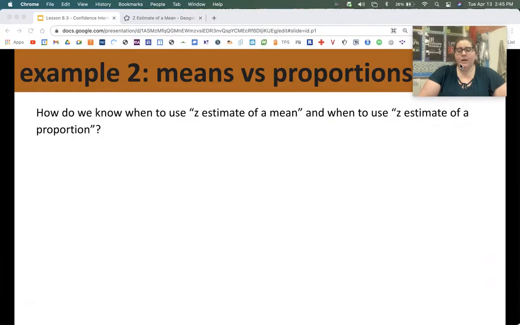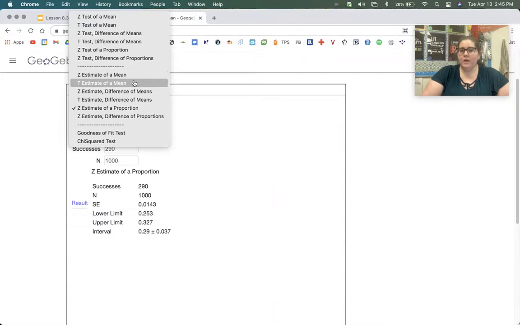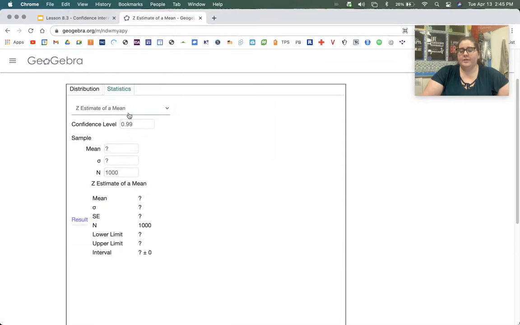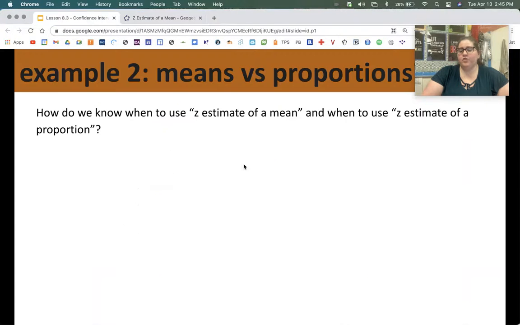Okay. The last thing I wanted to talk through was how do we know when to use the z-estimate of a mean option on our website versus the z-estimate of a proportion. It'll always be those two in this chapter. We're either going to do z-estimate of a mean or z-estimate of a proportion. So how do we know which one to use?